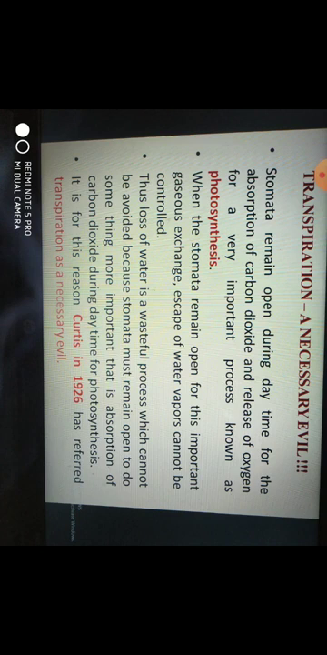When these stomata remain open during the day for gaseous exchange, the loss of water cannot be controlled. Thus, loss of water is a wasteful process, which of course cannot be avoided, because there is one more important process, much more important than transpiration, that is photosynthesis. So transpiration has a harmful effect, the loss of water, but it has a more beneficial effect, the gaseous exchange for photosynthesis. That is why Curtis in 1926 called transpiration a necessary evil.